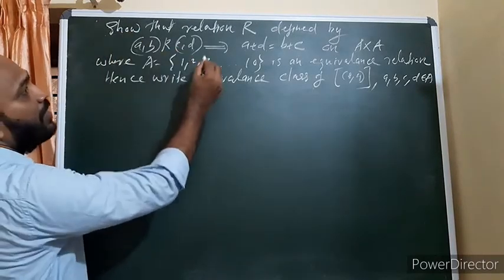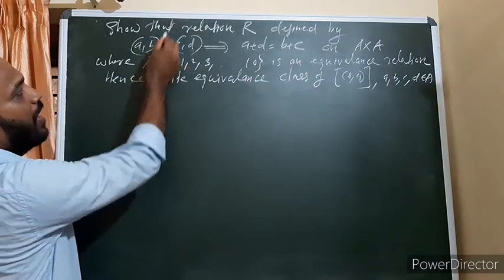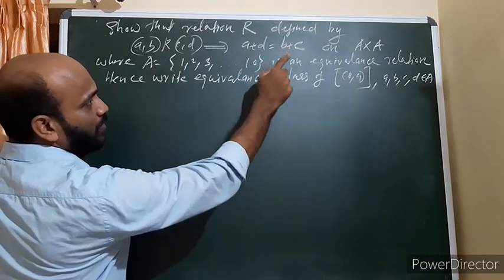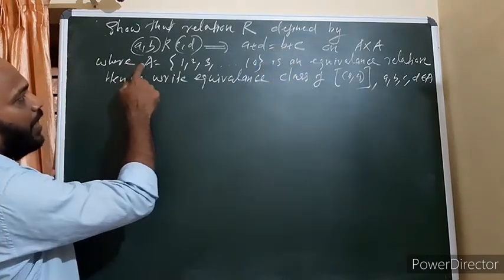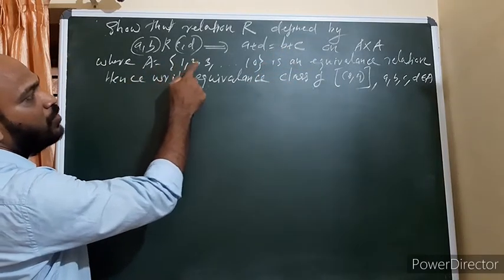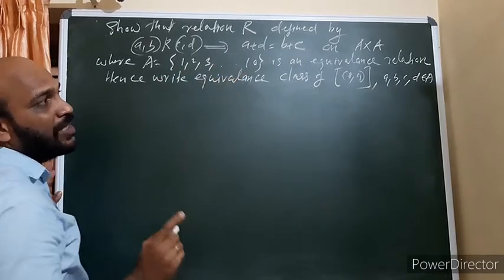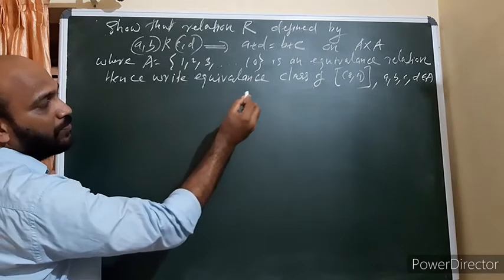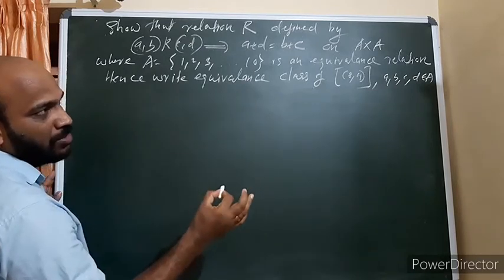Now consider one more question. Show that relation R defined by (A, B) R (C, D) implies A plus D equal to B plus C on A cross A, where A equal to the set containing 1, 2, 3, etc. up to 10, is an equivalence relation. Hence, write equivalence class of (3, 4), where A, B, C, D belong to A.